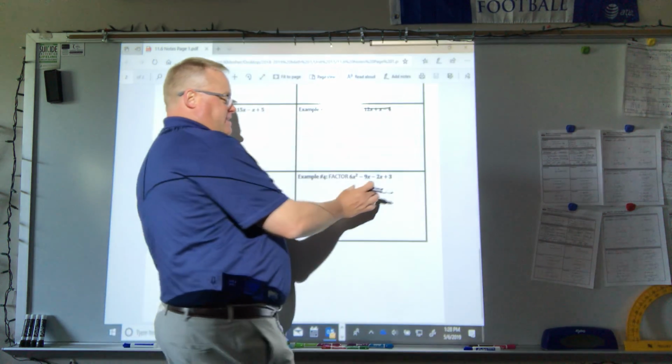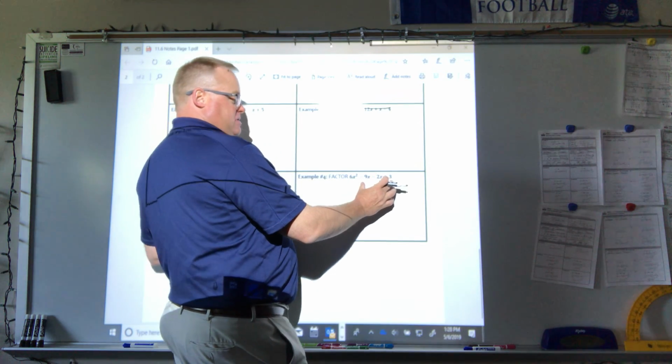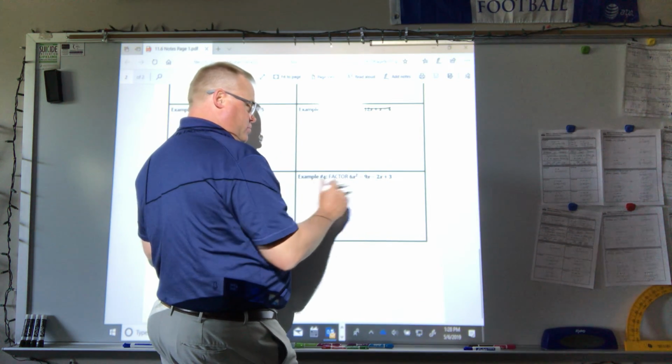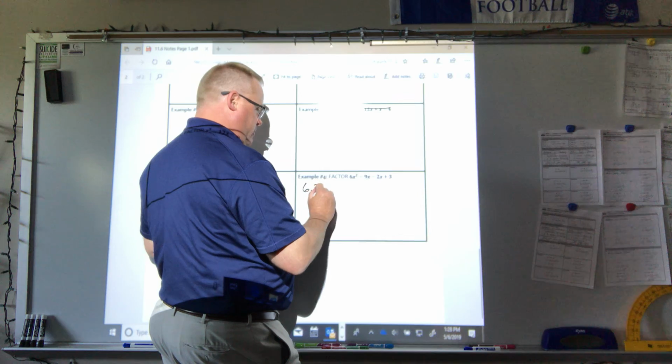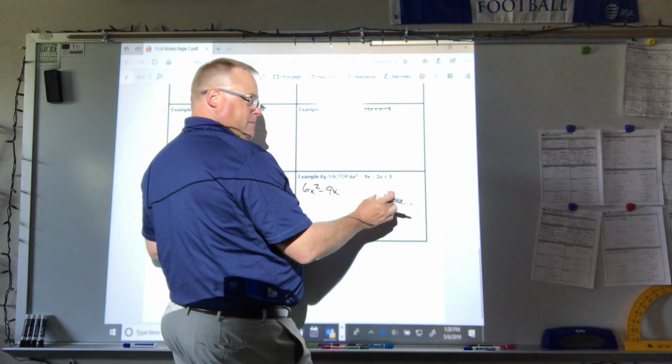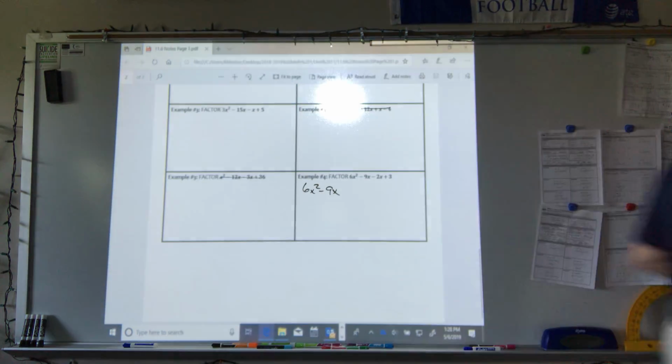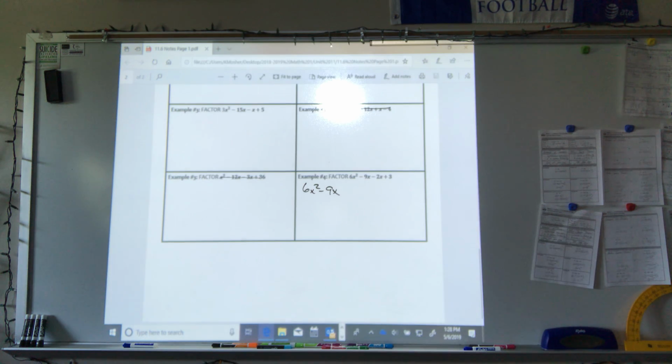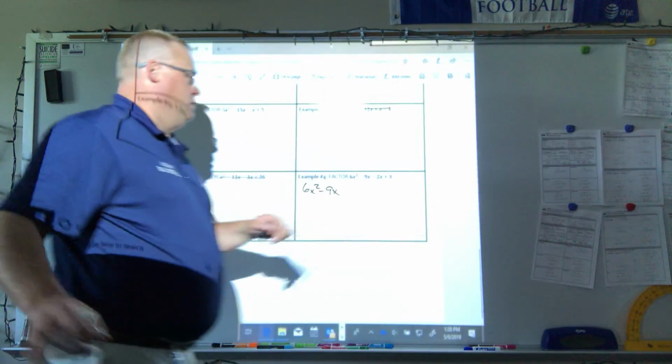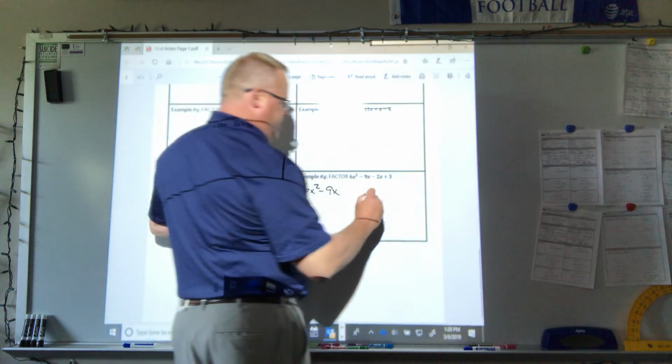So here we go. 6x squared minus 9x minus 2x plus 3. Group the first two together: 6x squared minus 9x. Group the last two terms together.